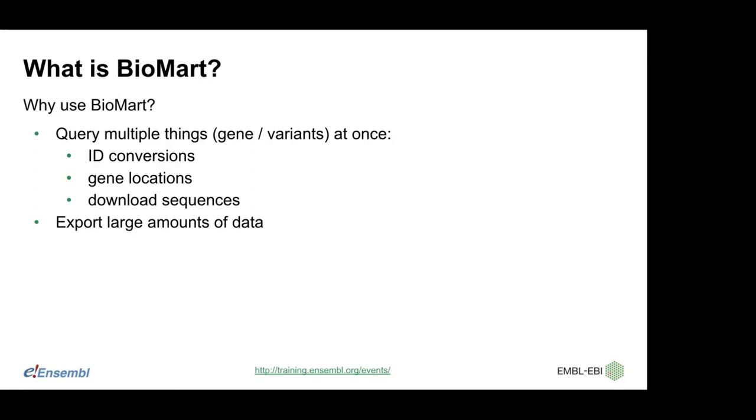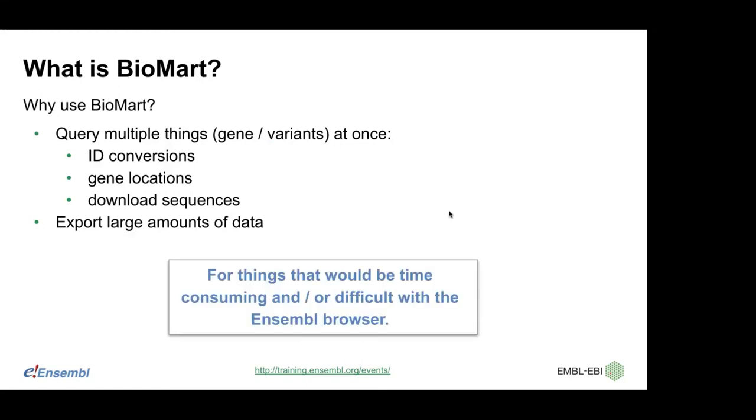BioMart can export large amounts of data, but it has limited capacity. So it's not a whole genome data export. If you want whole genome files, please refer to our FTP site. If you asked BioMart to get the output for all possible human genes, it's going to crash. So we would suggest doing around 500 items at once. You can always divide your queries into 500 at each time.